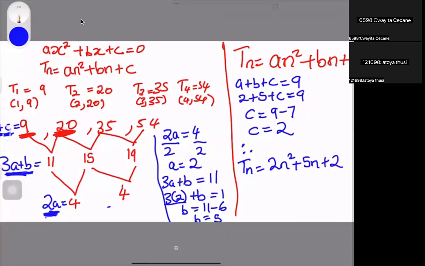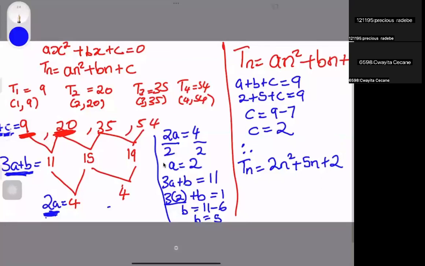Thumbs up if you're happy with how we find the general term of the quadratic sequence. Guys, if I can get more thumbs up, there's 33 of us in the lesson. We should be getting more thumbs up, please, so that we know that everyone is in this and we can understand what's going on. Thank you. That's better. Yeah. Right. Now, thank you, guys.